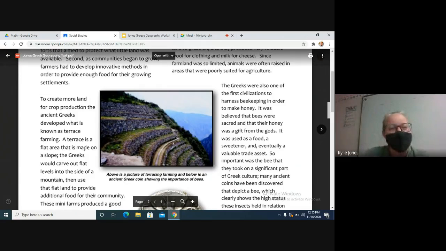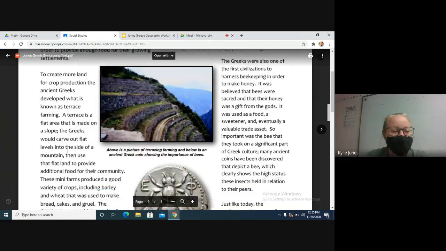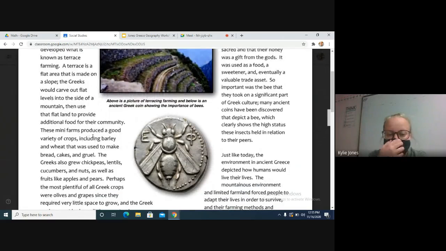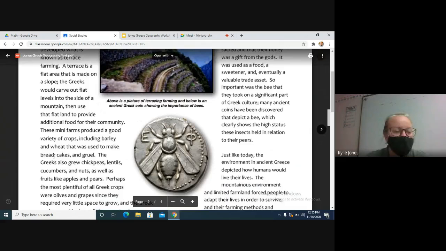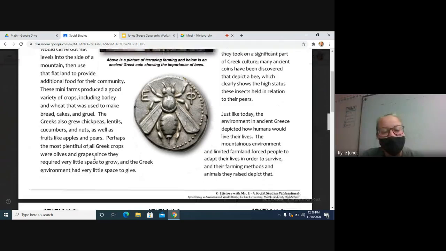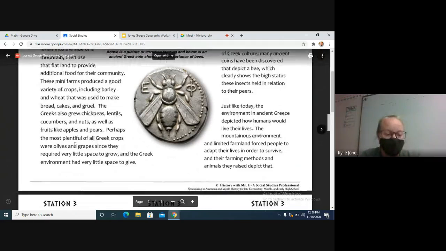A terrace is a flat area that is made on a slope. The Greeks would carve out flat levels into the side of the mountain and then use that flat land to provide additional food for their community. These mini farms produced a good variety of crops, including barley and wheat, which were used to make bread, cakes, and gruel. I don't know what a gruel is. The Greeks also grew chickpeas, lentils, cucumbers, and nuts, as well as fruits like apples and pears. Perhaps the most plentiful of all Greek crops were olives and grapes, since they required very little space to grow, and the Greek environment had very little space to give.